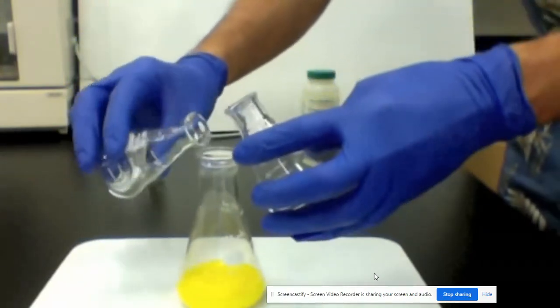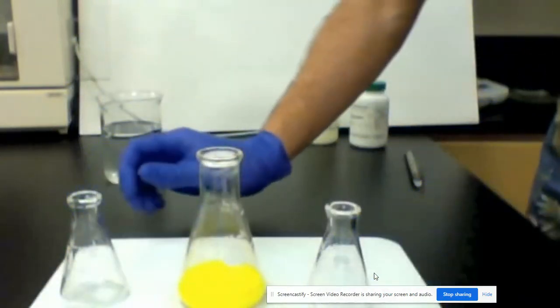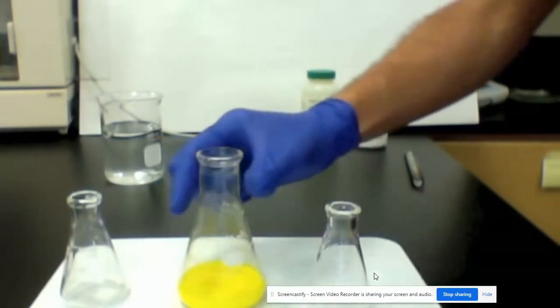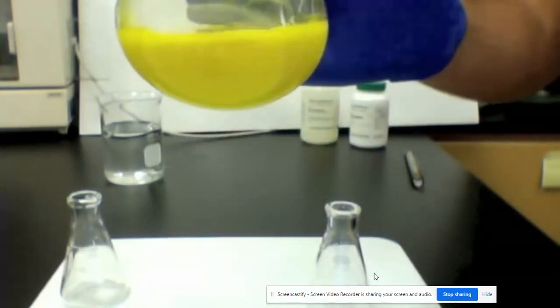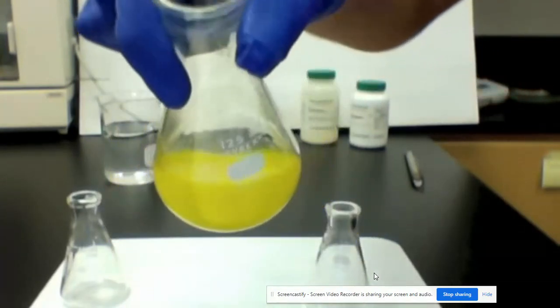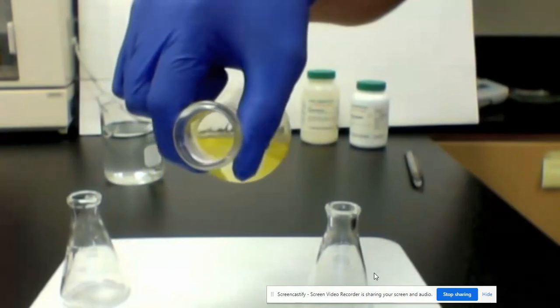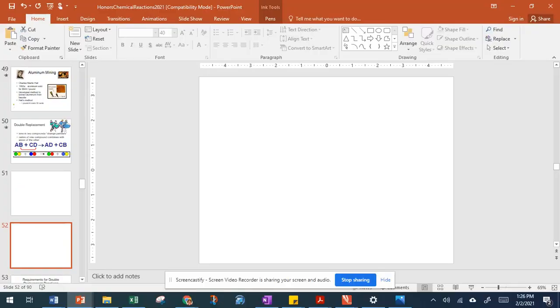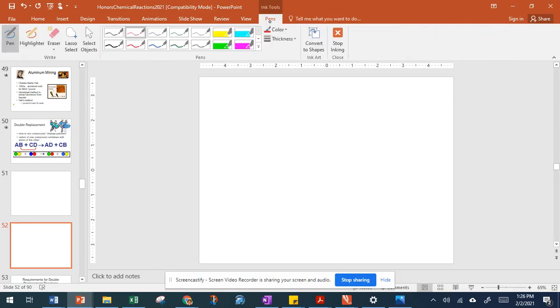If you look at it, it looks very similar to paint. A lot of lead compounds used to be used to make paint because they make very bright colors. Obviously, lead is a neurotoxin, so that's why we don't use lead in paints anymore. Okay, so let's look at the reaction that you just saw.